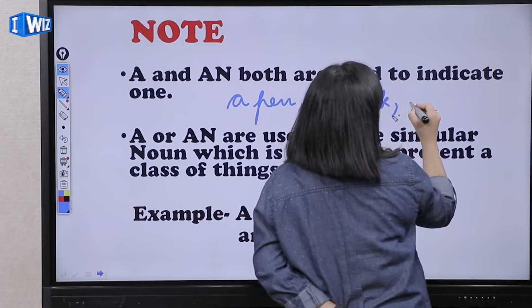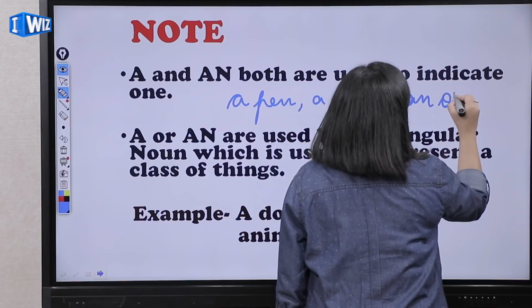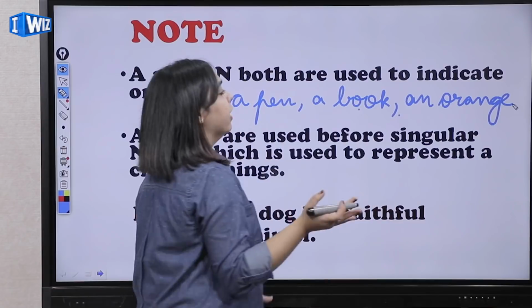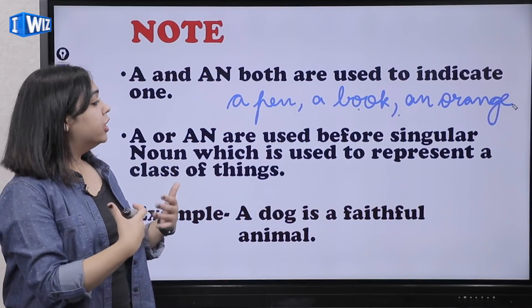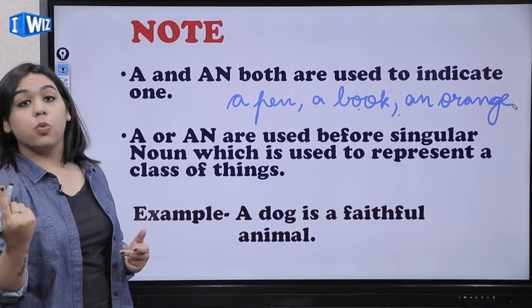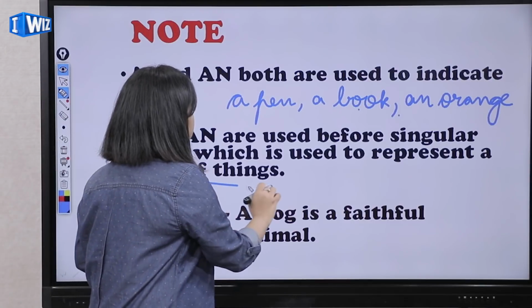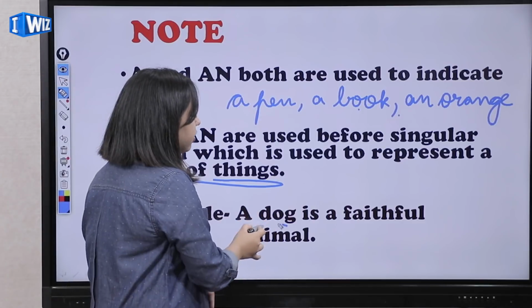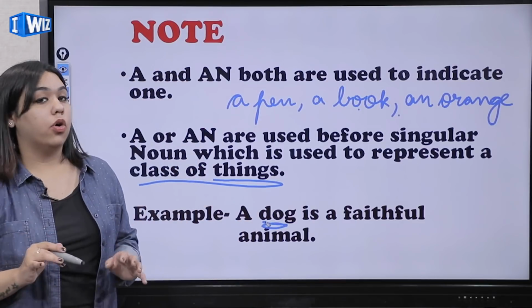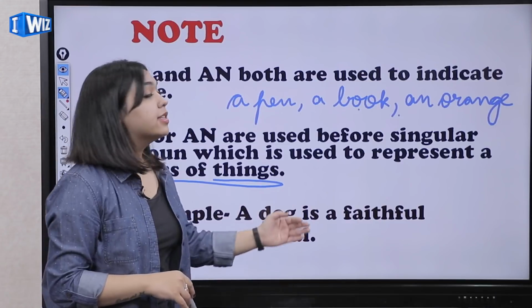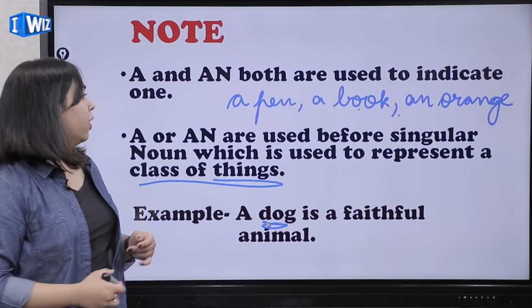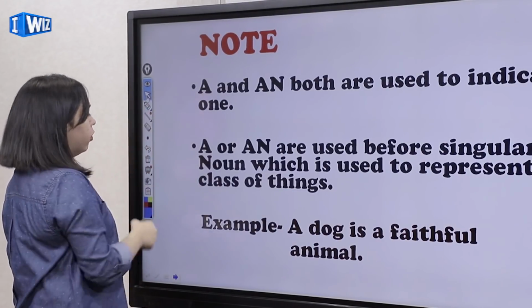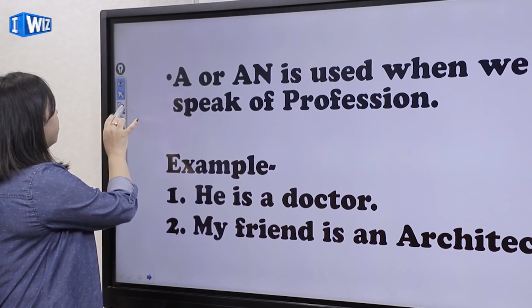or I could say an orange. Okay, so all these are singular, these are one. Or it says one more thing: it can be used to represent a class of things. A dog. Now here this dog is representing all the dogs, so again we'll say a dog is a faithful animal. I hope that this is clear to you, and now we'll be moving further to more uses of a or an.